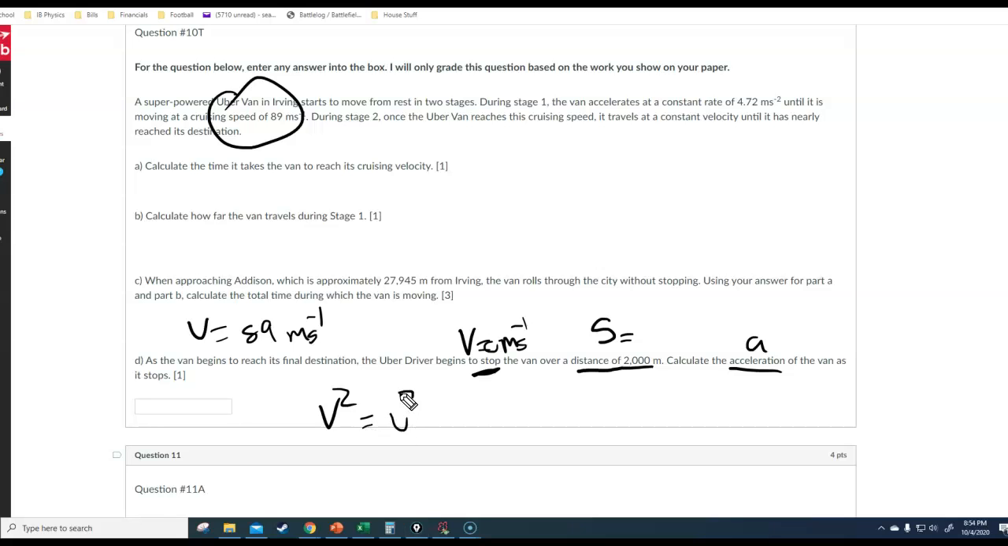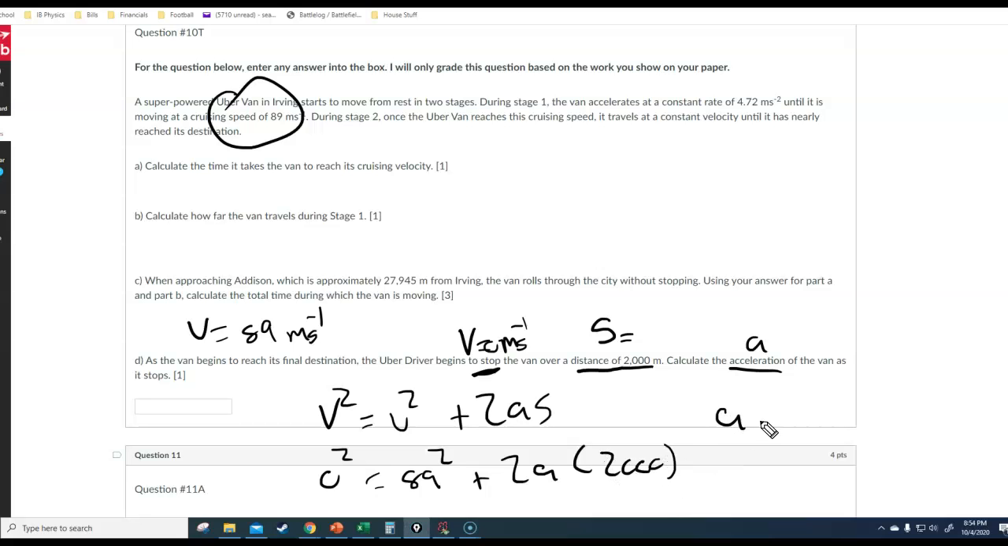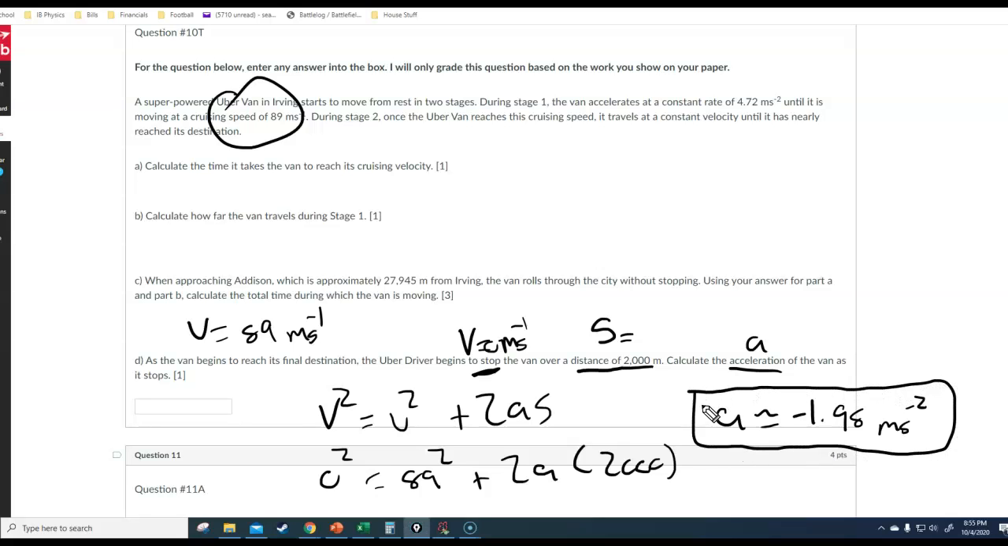Okay, so once again, this is a pretty straightforward kinematics problem. You plug in your values and you solve for A. And in this case, if we do that correctly, 89 squared divided by 4,000, we should get negative 1.98 meters per second squared. Okay, so pause it there if you need to look at that some more. Okay, moving on.